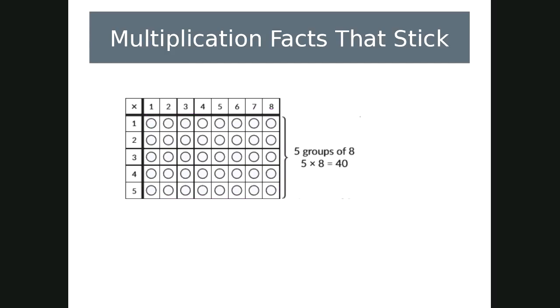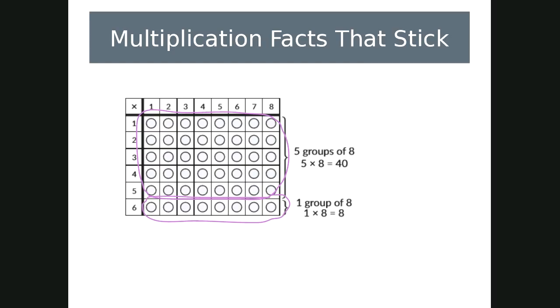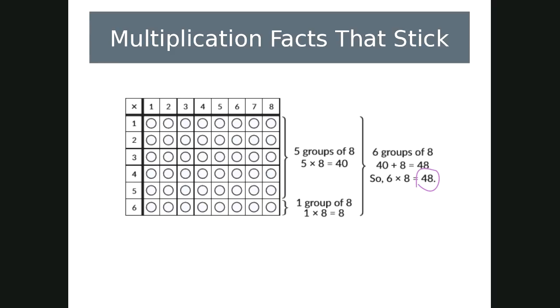Okay, now we want to figure out what 6 groups of 8 is. So we have our 5 groups of 8, which is 40, and then we have one more group of 8, which is 8. So 40 plus 8 then equals 48, which is the answer to 6 times 8. I'll go through that one more time because I know that's a lot of abstract math thinking here. And I wish I could show you with the actual L cover, but it doesn't work so well on slides here. So we have 5 groups of 8, which is 40. We add on 8 more to find that 6 groups of 8 is 48.